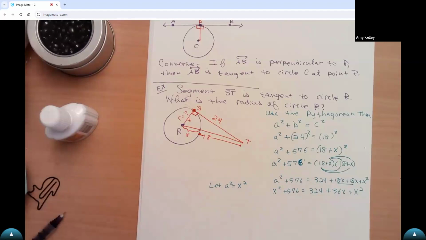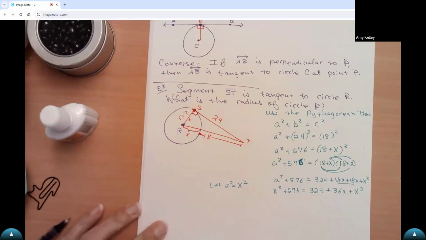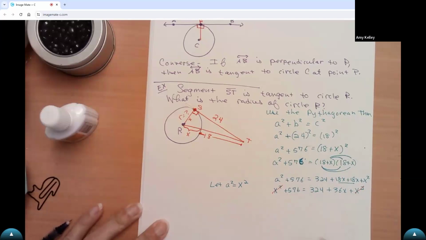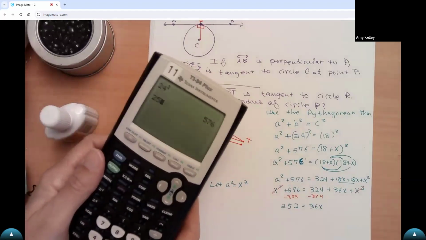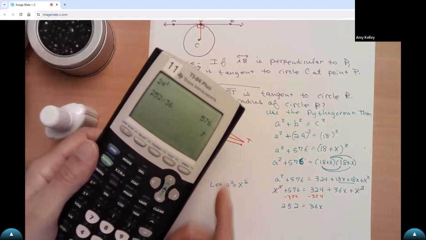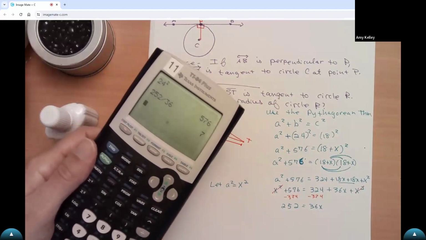All right, what can I cancel out on both sides? The x squared, exactly. Yep, those can go. Then subtract 324 from both sides, exactly. So then it's going to be 252 equals 36x. And we divide by 36. The radius length is 7.